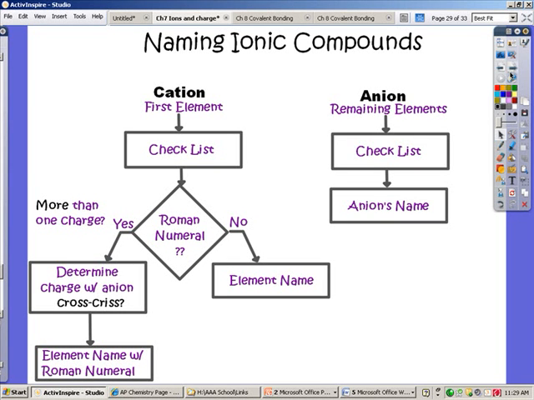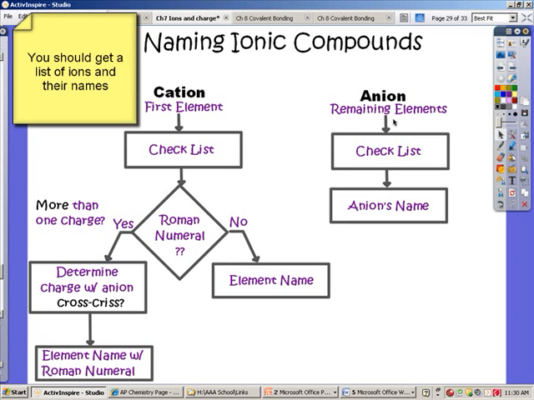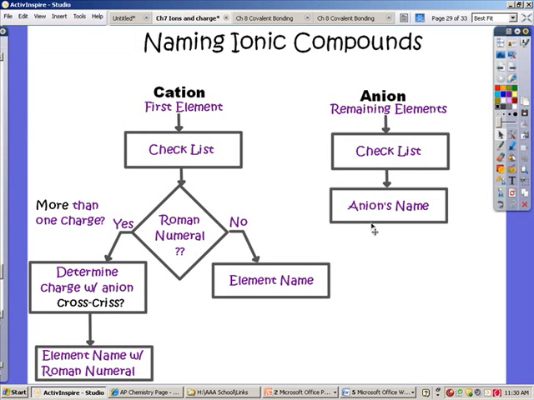And so what I'm going to do is I'm going to do this using what I call a flow chart. With this flow chart, I'm going to look at the anions first. You can see here, it's not overly complicated. Basically, I just need to check out the formula for the anion, find it on my list, and then write down whatever name it is.